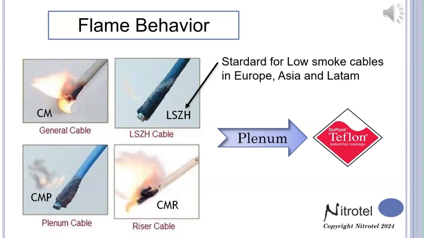CMR cable or riser cable is another classification of cable suitable for vertical runs between floors, and CMR cable has a resistance to the fire propagating up the cable. The highest classification of cable is plenum or CMP. This has the highest amount of burn resistance and it does not produce toxic materials when it burns, and this is commonly called Teflon cable.